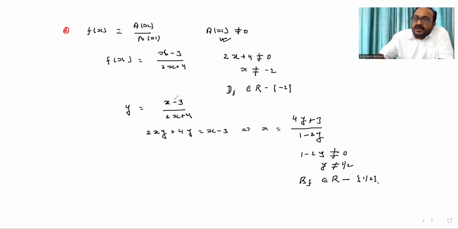Clear? Again, see the next point to find the domain and range.